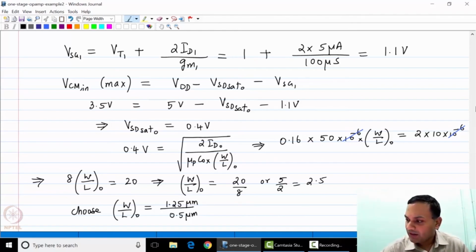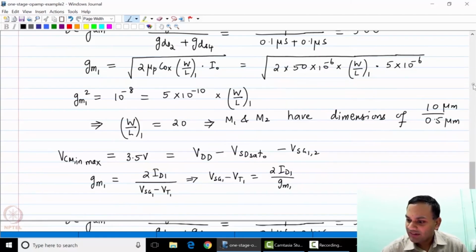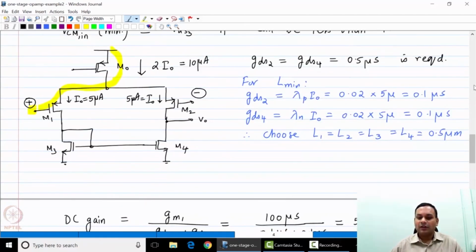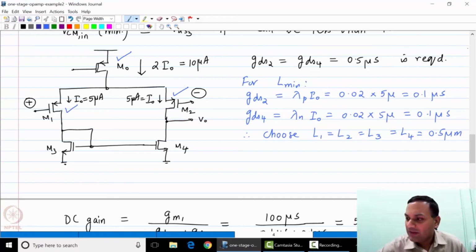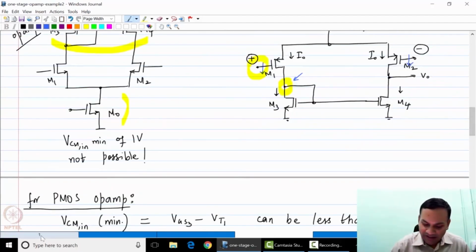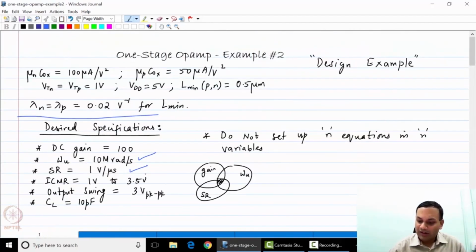So now we have selected the sizes of these transistors. We have selected the sizes of M0, we have selected the sizes of M1 and M2, and now we need to decide the size of M3 and M4. As we go back to the spec, we will find that there is one more spec that we have not used, which is the output swing specification that will set the size of M3 and M4.